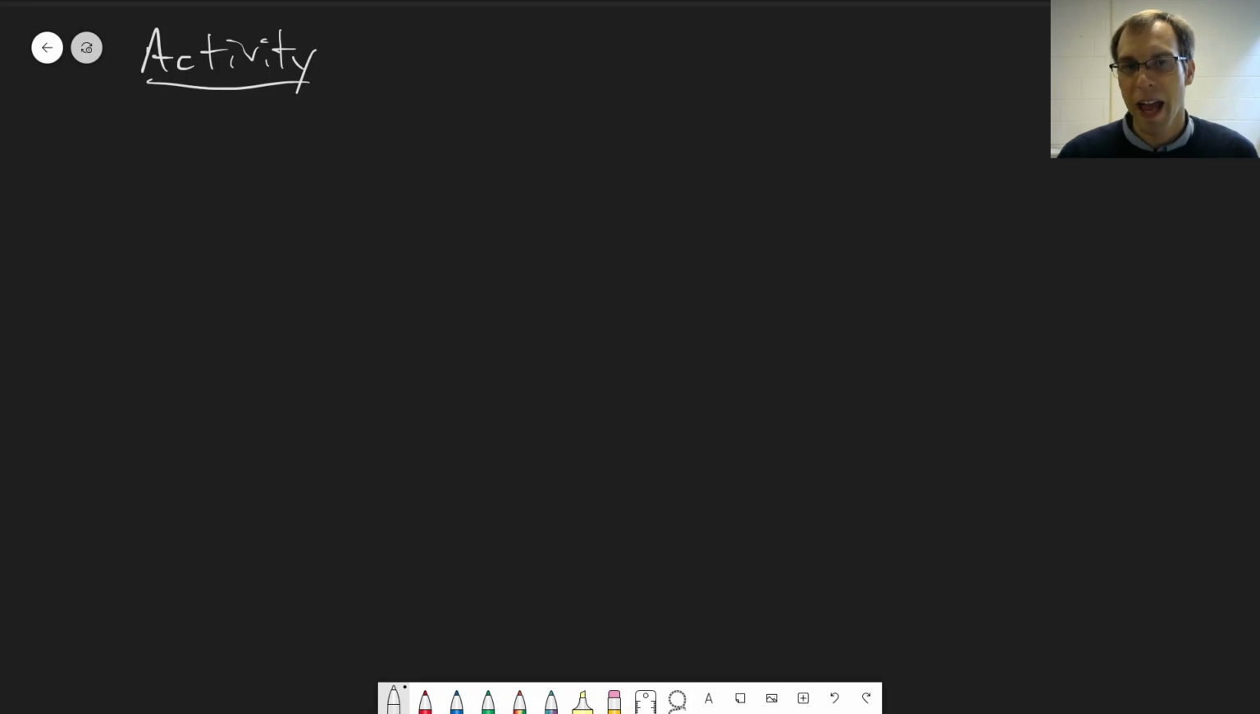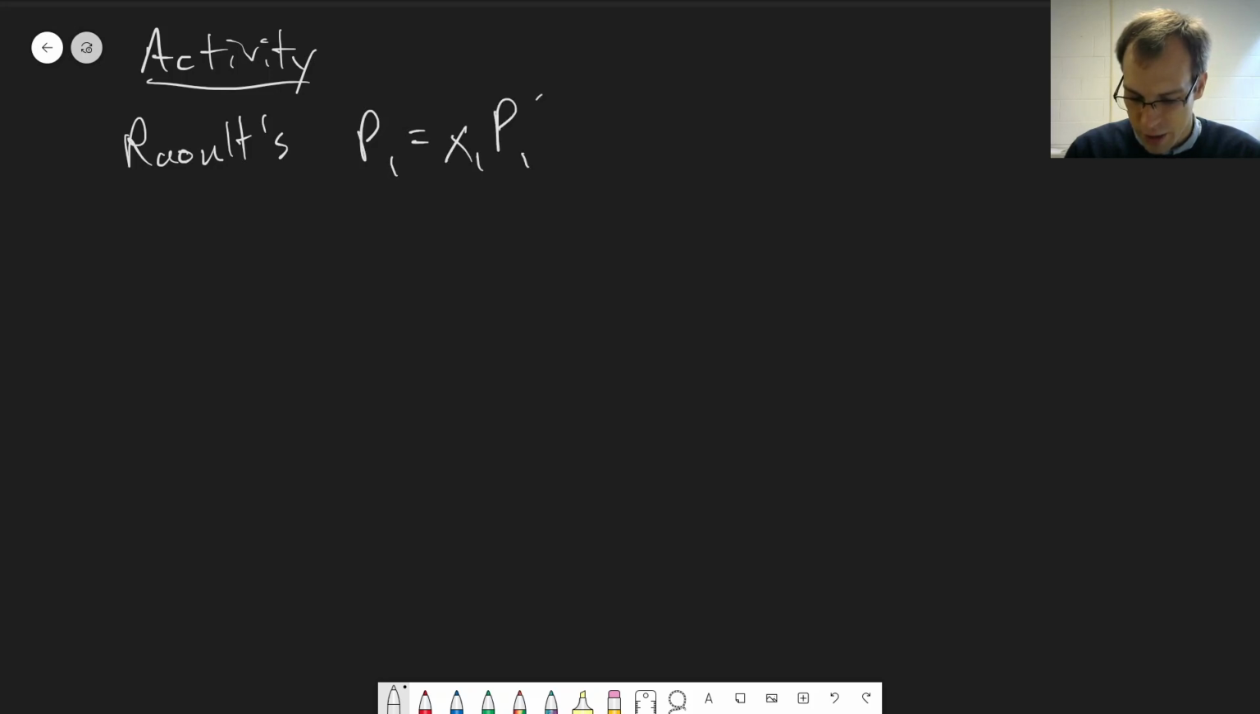So as a reminder, activity is the way that we take into account the non-ideal behavior of our solution. If we have an ideal solution that follows Raoult's law, the vapor pressure is equal to a mole fraction times the pure vapor pressure of the substance. That's not usually going to be true for most of the things that we look at. We usually have non-ideal behavior.